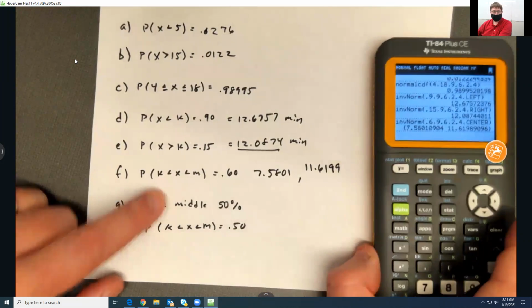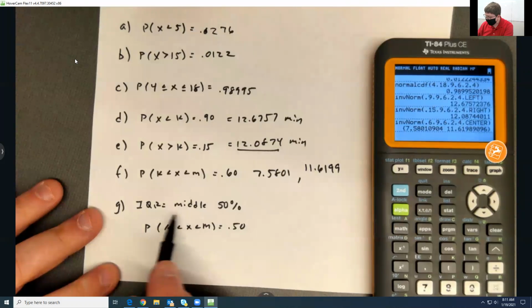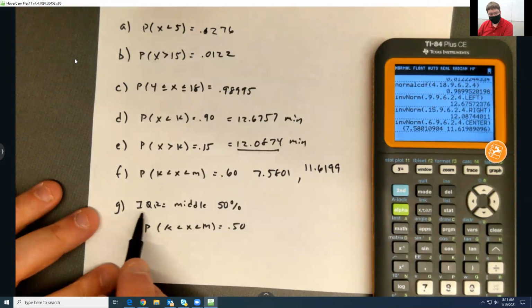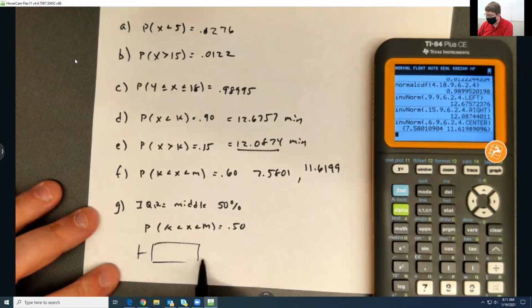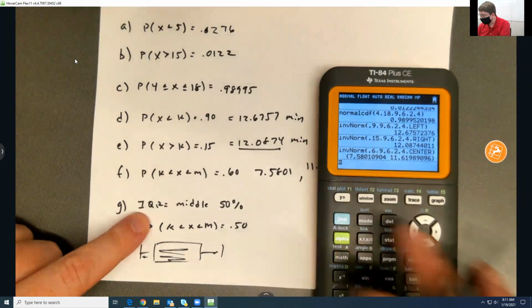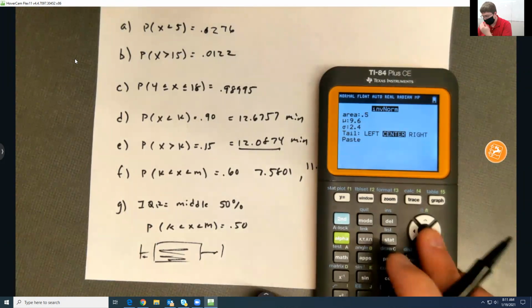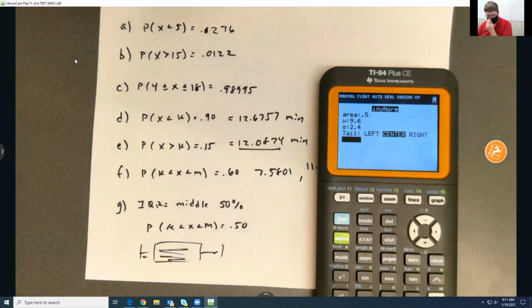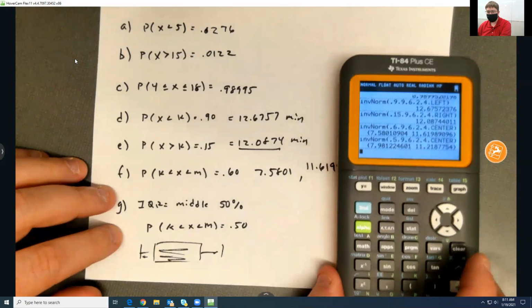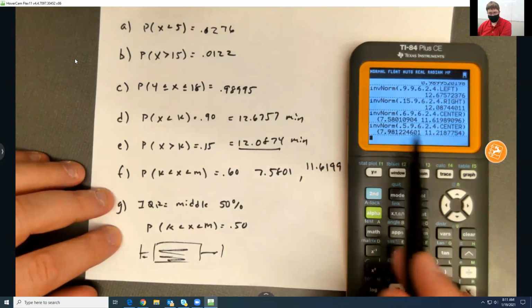Pretty cool. All right, last one. For those of you guys that remembered this, excellent. If you forgot, don't forget. So the middle 50% is what your IQR is. Okay, so remember on your box plot, your IQR is this big box here. This is the middle 50% because 25 is here and 25 is there. So same thing as you did before. Second, vars, all right, inverse norm, 0.5. Keep it at center. And this will give you your two answers for your Q1 and your Q3. So your lower and upper limits.